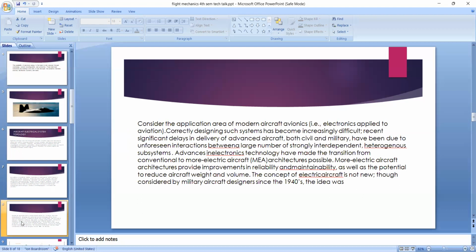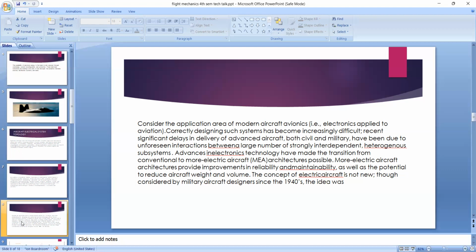Significant delays in delivery of advanced aircraft, both civil and military, have been due to unforeseen interactions between large numbers of strongly interdependent heterogeneous subsystems. Advances in electronics technology have made the transition from conventional to more electric aircraft MEA architecture possible. More electric aircraft architectures provide improvements in reliability and maintainability, as well as the potential to reduce aircraft weight and volume.